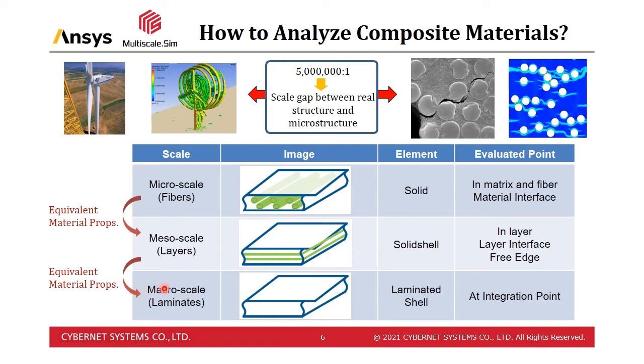The macroscale structure is the most simplified case. All of the layers constructing the composite are homogenized. We use equivalent material properties again. In this way, composite analysis can be simplified by replacing the real structure with a homogeneous model which has equivalent material constants.